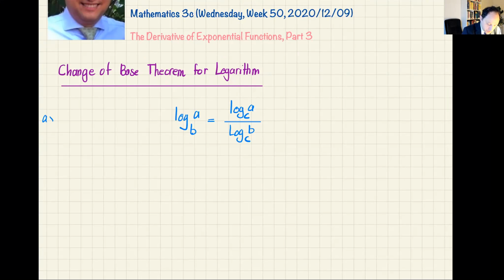A should be positive, B should be positive, but B appears as a base as well, so B cannot be equal to 1. C should be positive, C shouldn't be equal to 1. If this is the case, then you have this nice formula. So if you want to calculate the log of A in base B, you can calculate the log of A in another base C, provided that you remember to divide by the log of B in that base C.